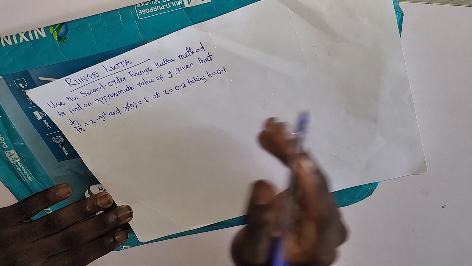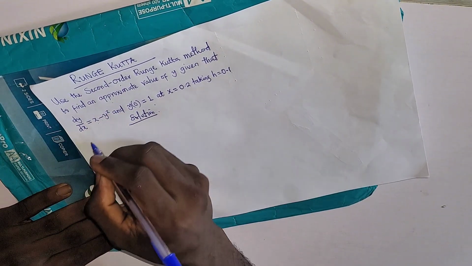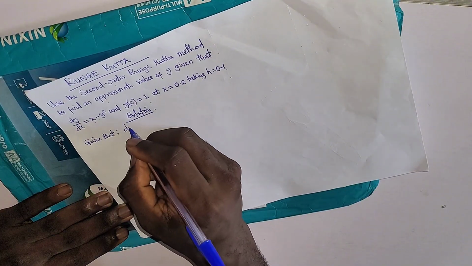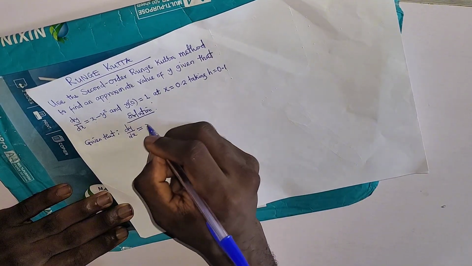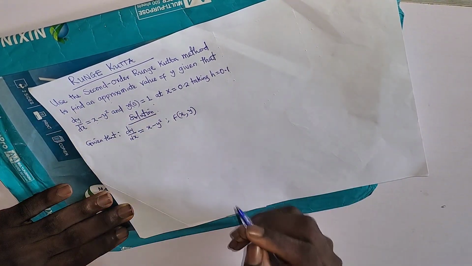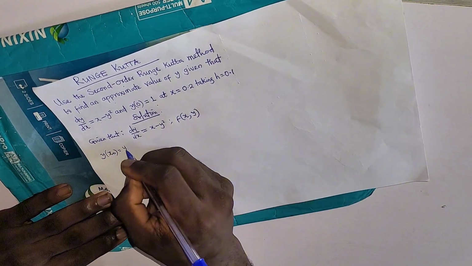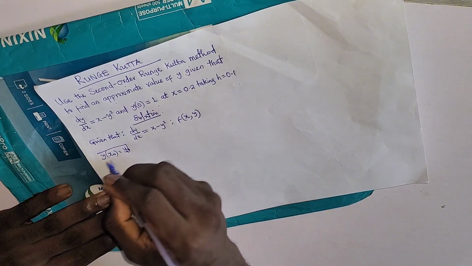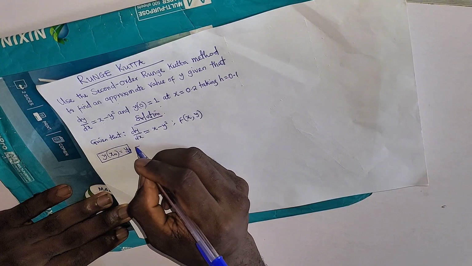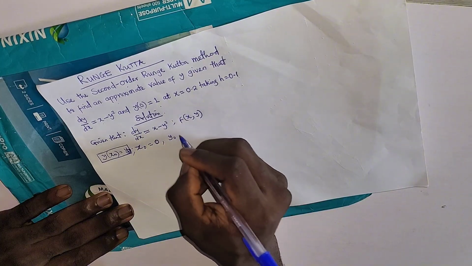Very simple. Like I do say, the first thing you need to do is to list out your parameters. So given that dy/dx is equal to x minus y squared, you need to know that f is a function of what? x and y. Also, we remember that y of x naught is equal to y naught. So from the question, our x naught is equal to 0, and our y naught is equal to 1.